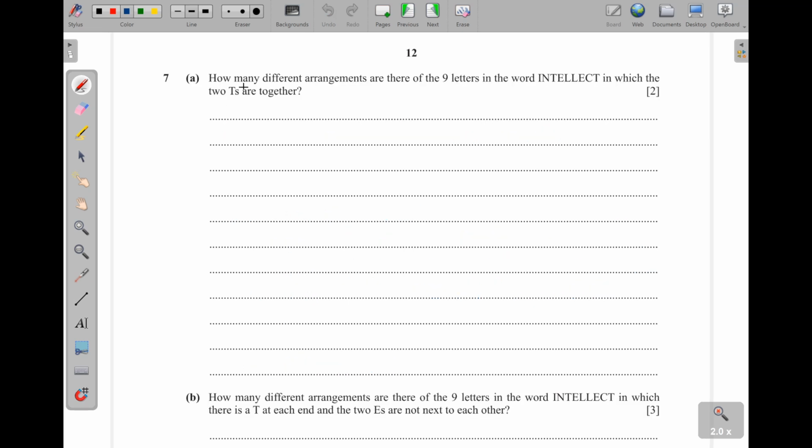Like that. Question 7 is coming from combinatorics. That's what we call permutations and combinations. Part A. How many different arrangements are there of the 9 letters in the word intellect in which the 2 T's are together? So I'm having 1, 2, 3, 4, 5, 6, 7, 8, 9. So the 2 T's are together. I take this as one group, okay? As if it is one letter. So that means I have 1, 2, 3, 4, 5, 6, 7, 8. Okay? So I will have 8 factorial here.